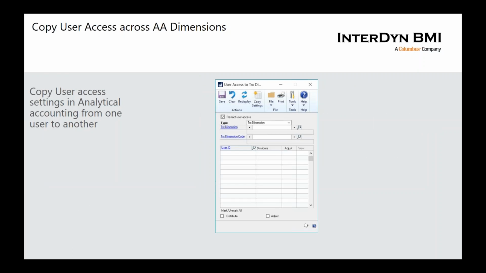So if you use analytical accounting, you know right now the security to AA dimensions is a little clunky. And so in 2018, they're giving us the ability to, well, they put the copy button up there on the ribbon, and so they give us the ability to copy user access from one user to another. And so much like we can in the core system security, we'll be able to do that in the AA security as well. It's tedious now. It's not hard, it's just time consuming to go through and click all the different dimensions and give users access to analytical accounting dimensions today.